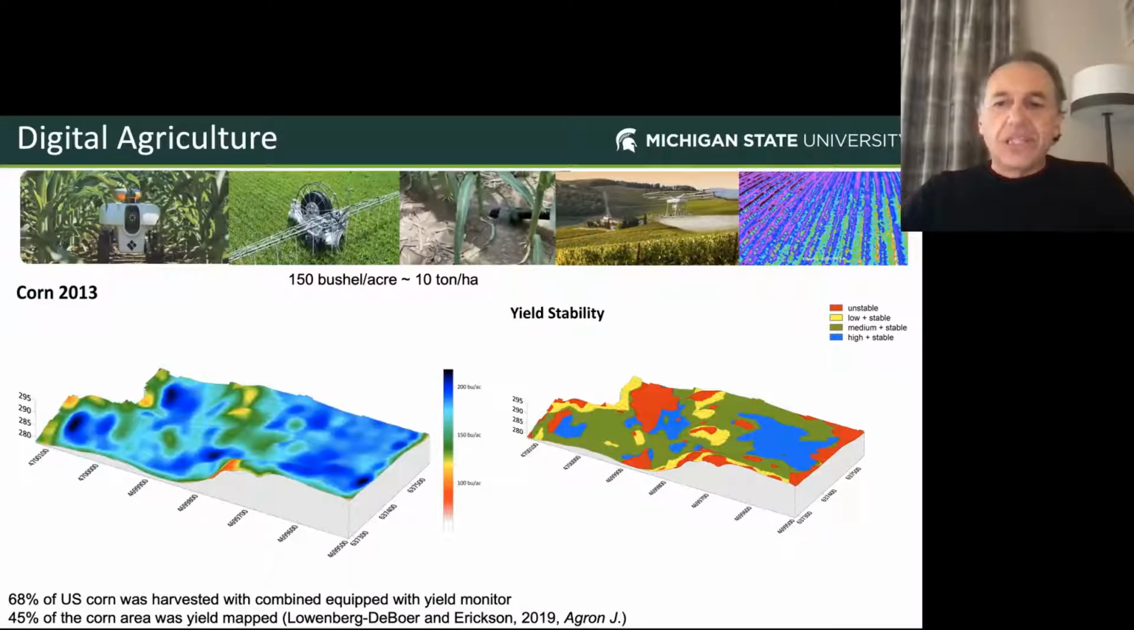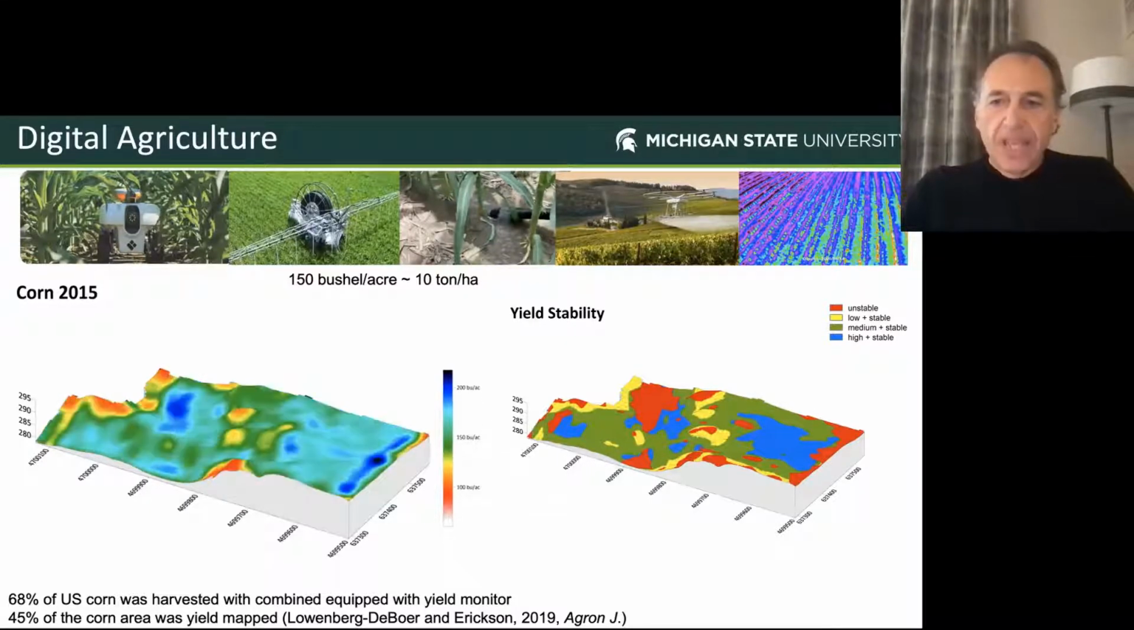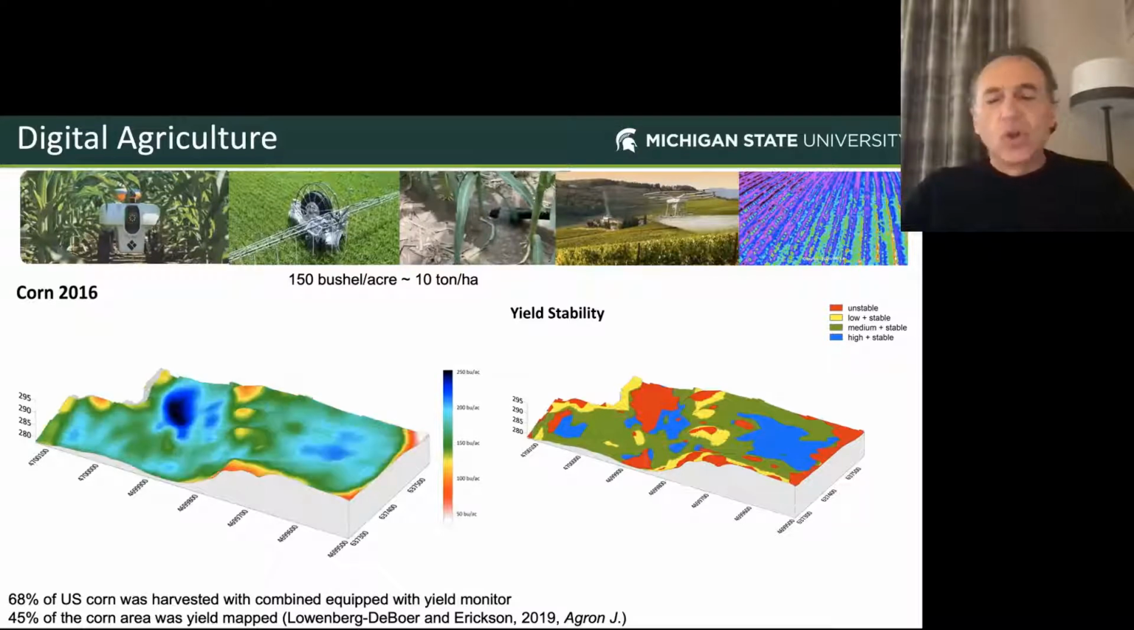And then there are areas that vary from one year to the next, and those are called the unstable.